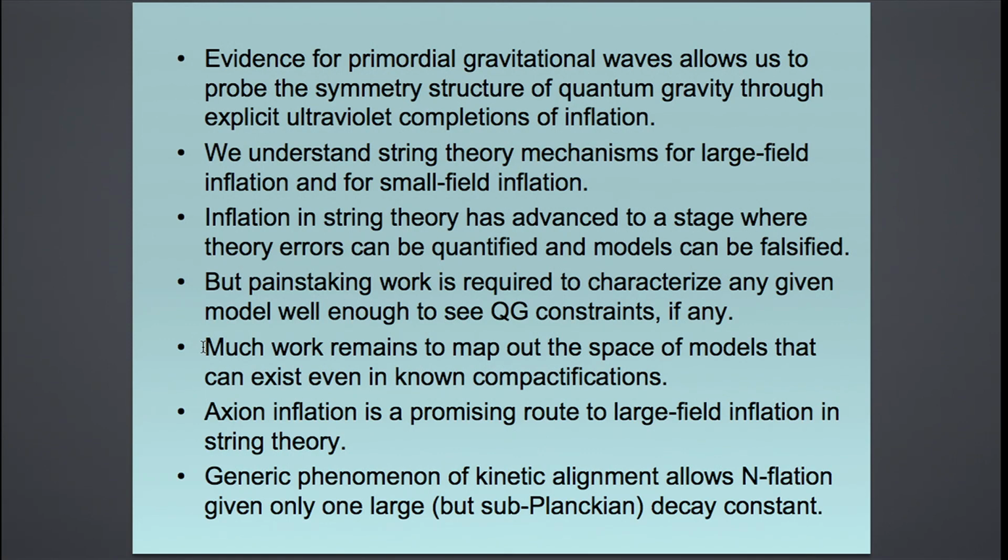So I argued that axion inflation is one of the most promising routes to large field inflation in string theory, and showed that in the specific context of N-flation, just one of quite a number of ways one could realize large field axion inflation in string theory, we can make the model work a lot more easily using a totally generic phenomenon of kinetic alignment, which then allows you to build a model in which only one axion decay constant is largish but subplanckian. Thank you.